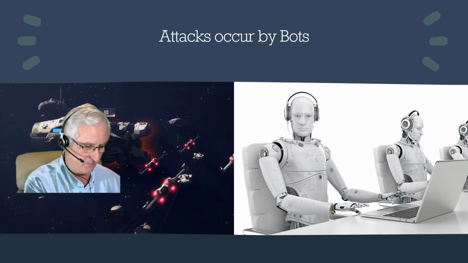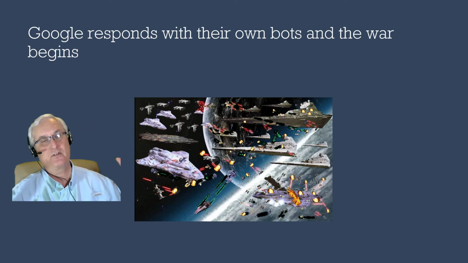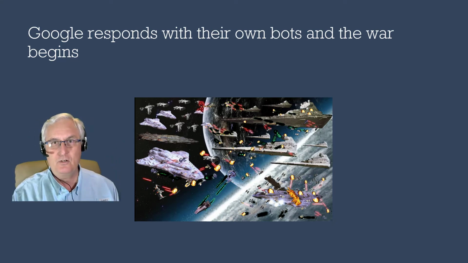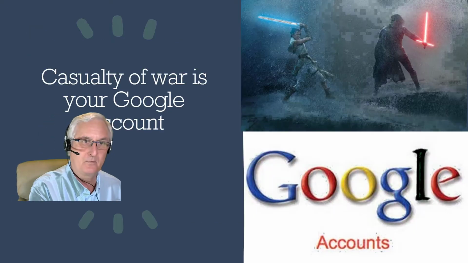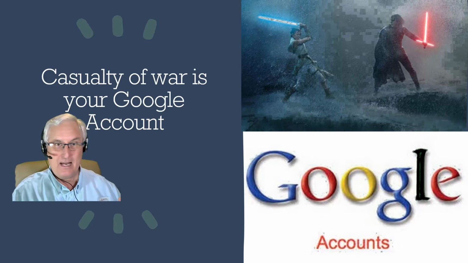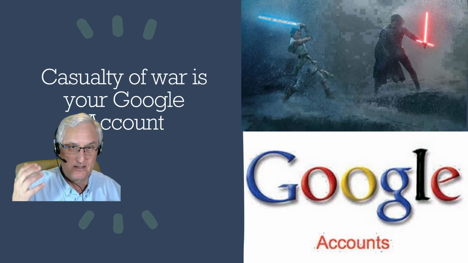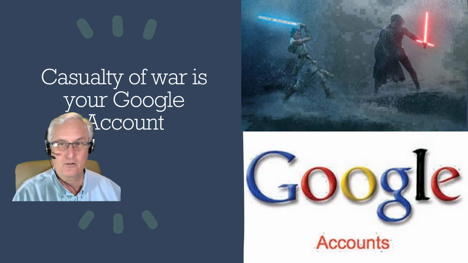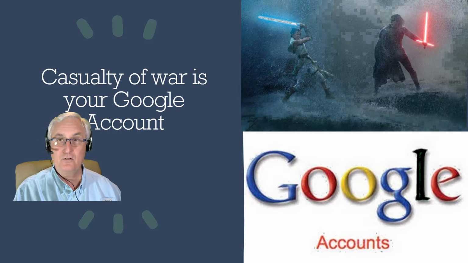So what happens? Well, Google responds with their own bots and the war begins. And as you're sitting there looking up at the stars, thinking about this, think about the war of the good and the bad. But of course, the good will prevail and Google wins, right? So the casualty of war, though, could be your Google account. In other words, as these bots are attacking your account, they're stripping out the pictures in your account, they're looking for Bitcoins, and as they go into your email system, they're demolishing, they're destroying your emails. Bang! Google zaps your account and it's gone. So your account is the casualty of the bot war.